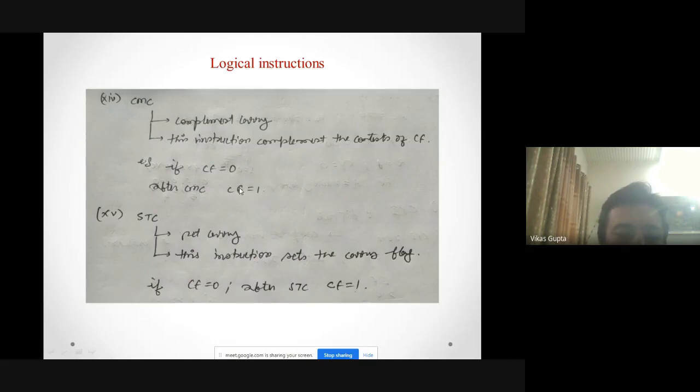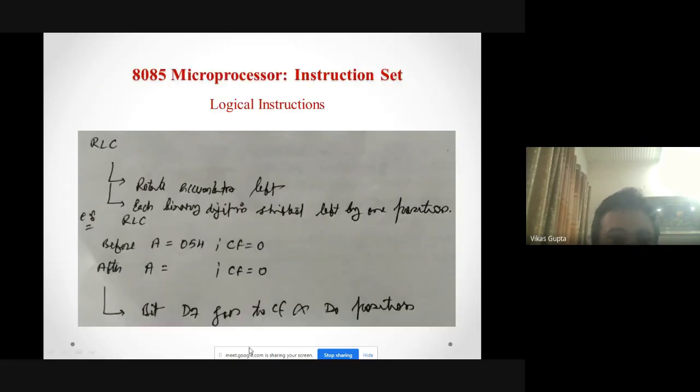Sorry, it gets complemented by 1. If it was 0, it will become 1. If it was 1, it will become 0. And in set carry, whatever the carry was, it will get set. It means the value of the carry flag will become 1.